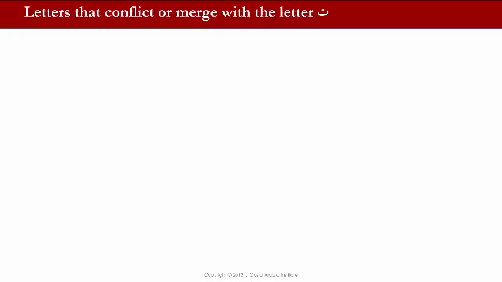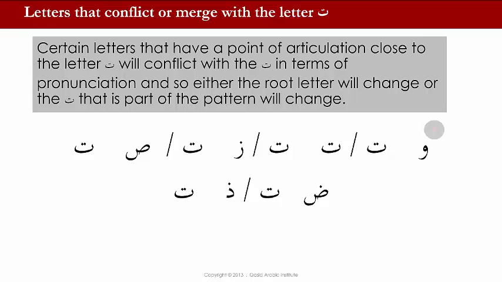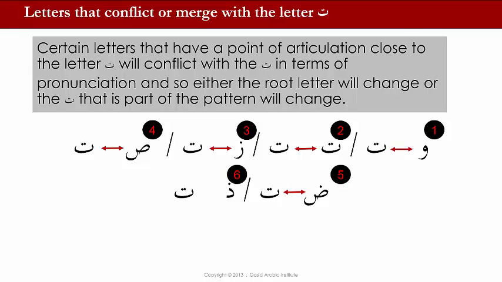Now we're going to look at letters that conflict or merge with the letter ta. Certain letters that have a point of articulation close to the letter ta will conflict with the ta in terms of pronunciation. And so either the root letter will change or the ta that is part of the pattern will change. So here we have, for example, the waw and the ta. We have ta and ta. We have za and ta. We have sad and ta. We have dad and ta. And we have dhal and ta.